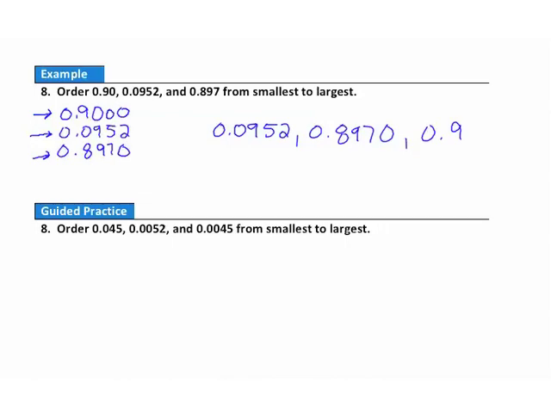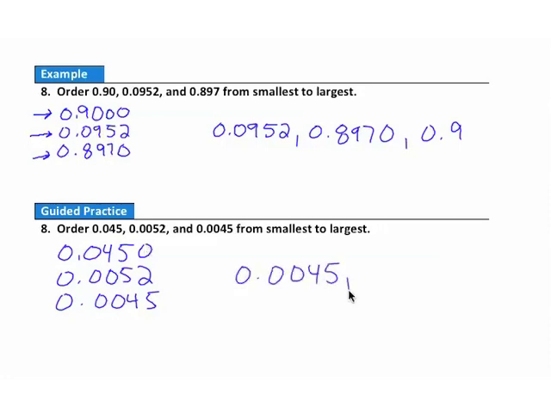Question 8. Order these three decimal numbers from smallest to largest. So again, we're going to start by writing them all to the same place value. So it looks like all I need to do is add one 0 to the top number. Now it should be easy to compare these. So the very smallest one is going to be the bottom. The next largest one is the middle. Finally, the largest is the top one.